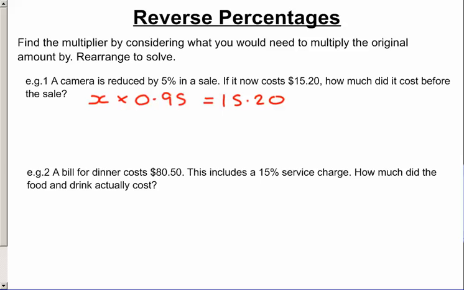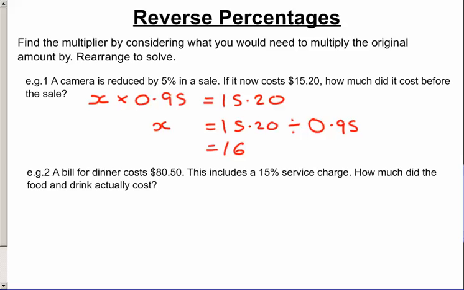and we know that that equals $15.20. So doing a little bit of rearranging, X, the amount we don't know, the original amount, is equal to 15.20 divided by, we've got to move the times over to the other side, 0.95. And when we do that, we get an answer of 16. So the original amount of the camera was $16.